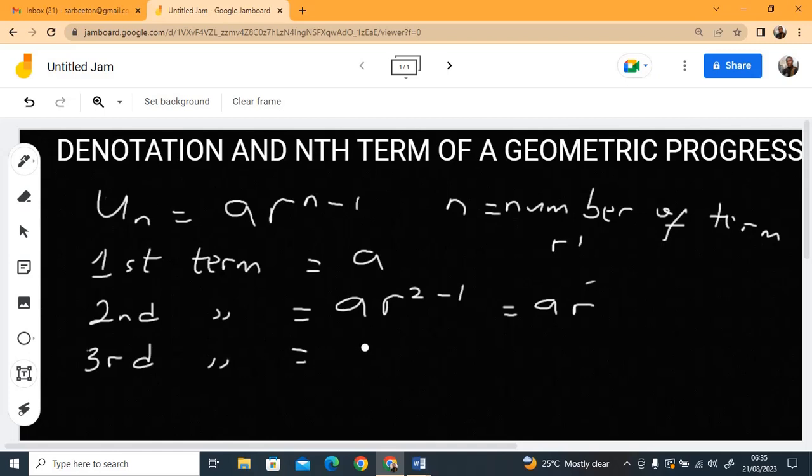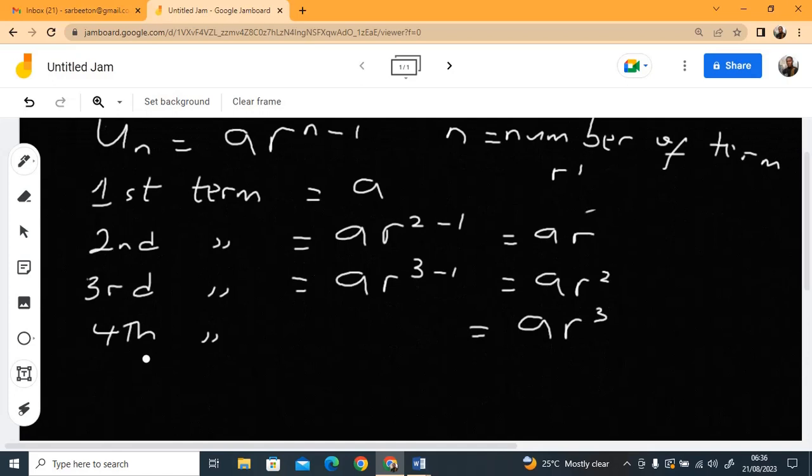the third term will be A R raised to 3 minus 1, that is A R raised to power 2. If it's the fourth term, you know what to do. You go straight to the point: A R raised to power 3. The fifth term will be A R raised to power 4. So this is the nth term of a geometric progression.